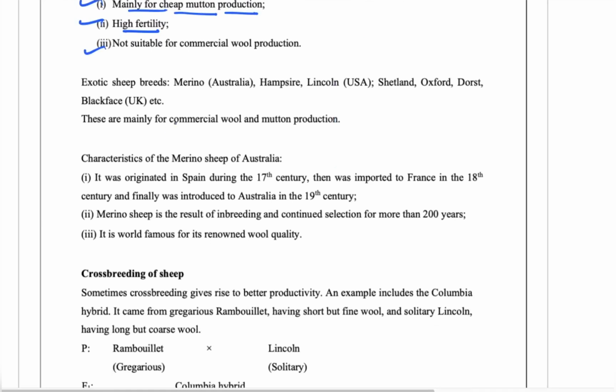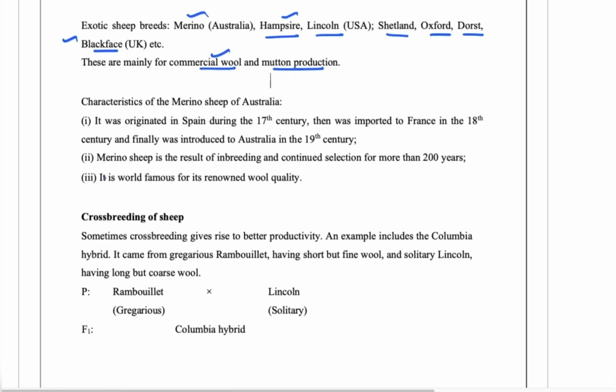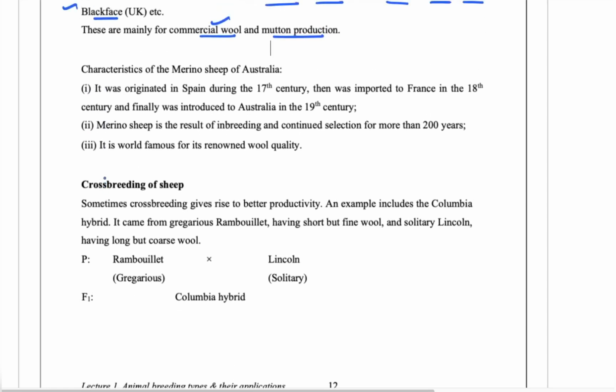Then exotic sheep breeds are Merino from Australia, Hampshire, Lincoln, Shetland, Oxford, Dorset and Blackface. This is common. This is from the UK. So these are mainly bred for commercial wool and mutton production also. But wool is the main idea behind them, the main purpose basically. So the characteristics of the Merino sheep of Australia we are going to talk about.